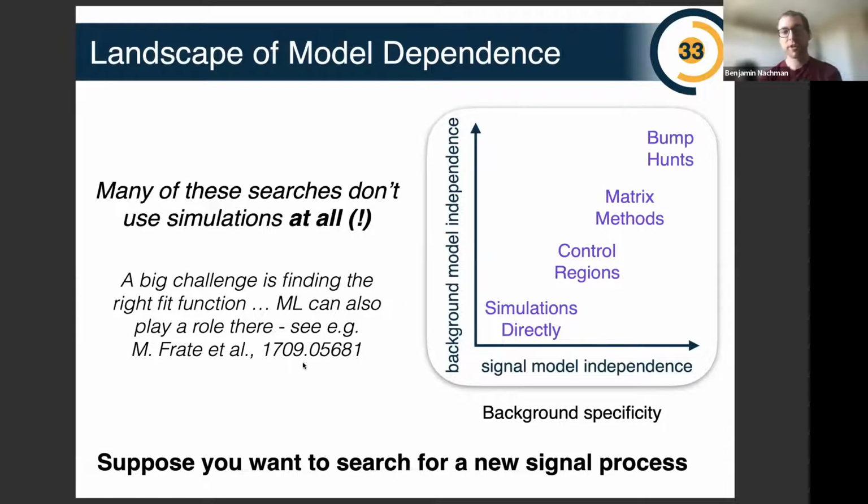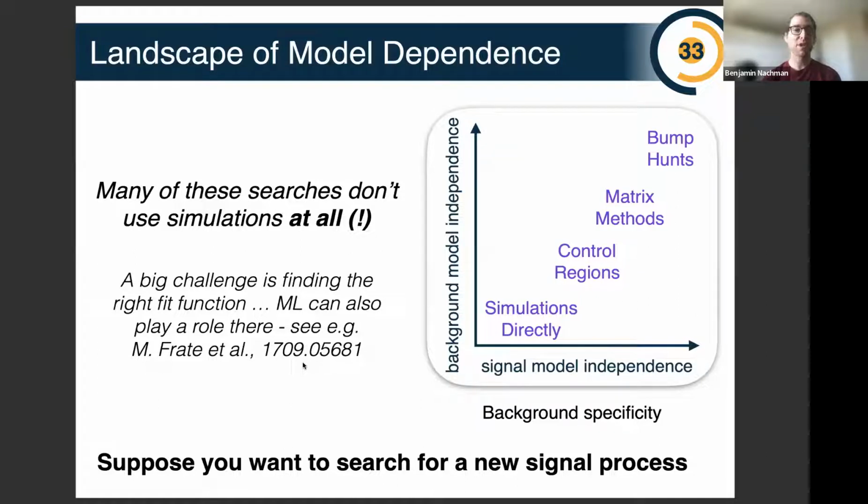Okay, and the most restrictive one, the one that requires the most knowledge about what the signal looks like, is a bump hunt. And I'll come back to this in just a second. But basically, a bump hunt requires that the signal, if it exists, is resonant, and you know the resonant direction. So you're going to fit basically literally a bump.